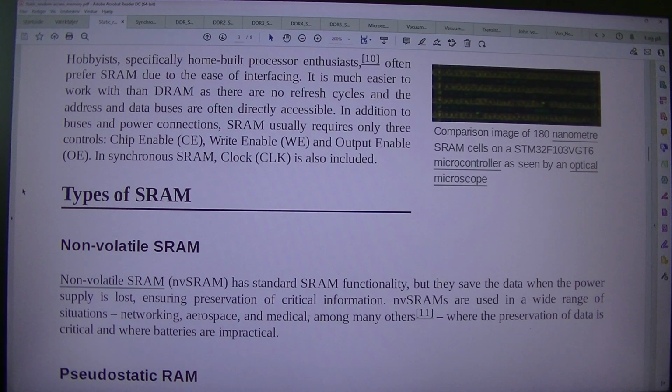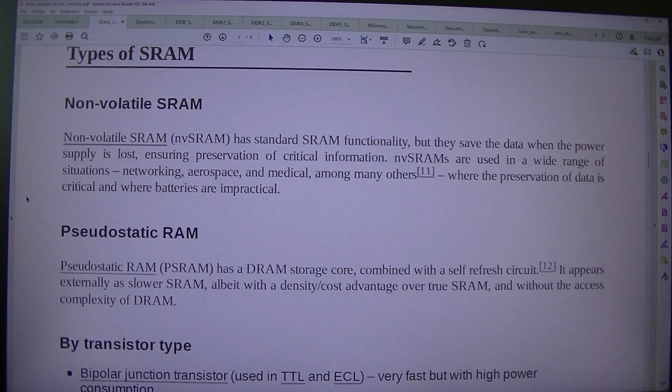In addition to buses and power connections, SRAM usually requires only 3 controls: chip enable, CE, write enable, WE, and output enable, OE. In synchronous SRAM, clock, CLK, is also included. Types of SRAM. Non-volatile SRAM.